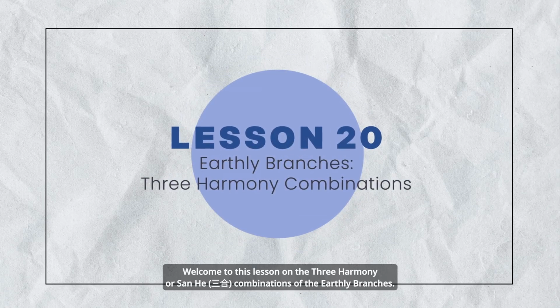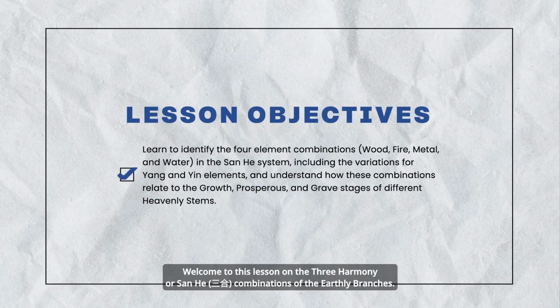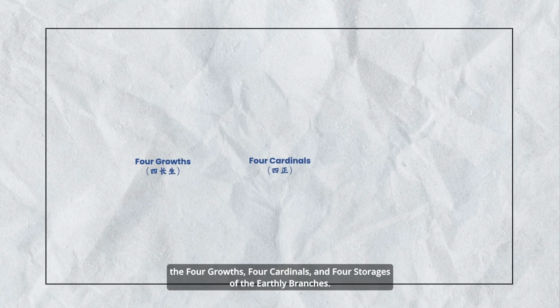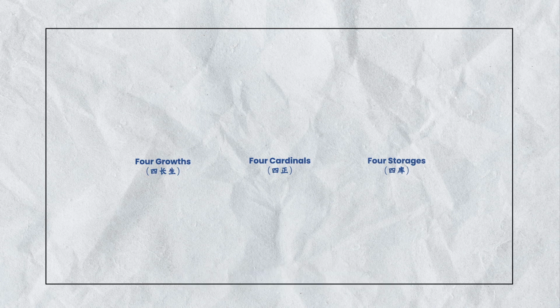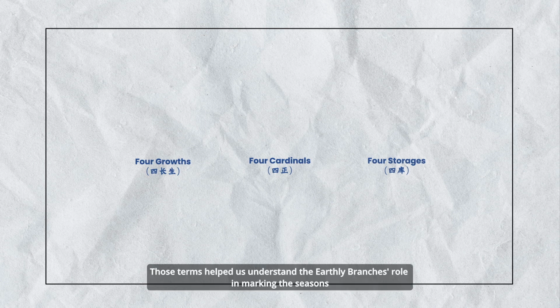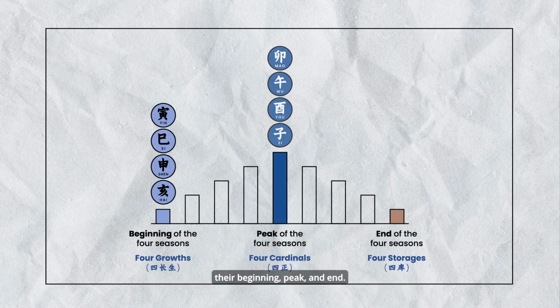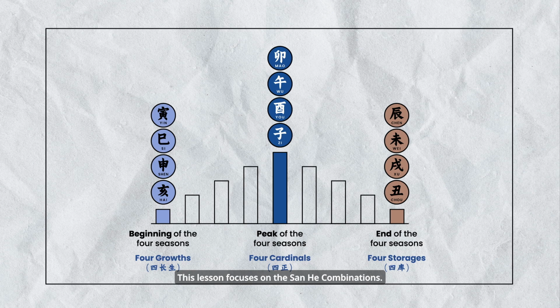Welcome to this lesson on tree harmony, or Sanhe combinations of the earthly branches. This concept is an extension of what we have previously covered, the 4 growths, 4 cardinals, and 4 storages of the earthly branches. Those terms help us understand the earthly branches' role in marking the seasons, their beginning, peak, and end. This lesson focuses on the Sanhe combinations.